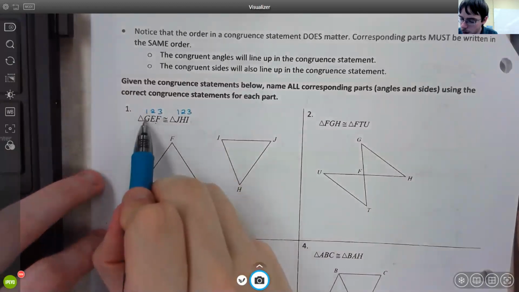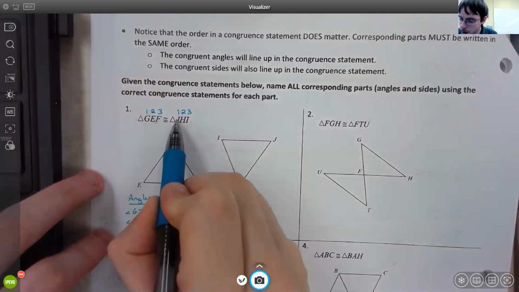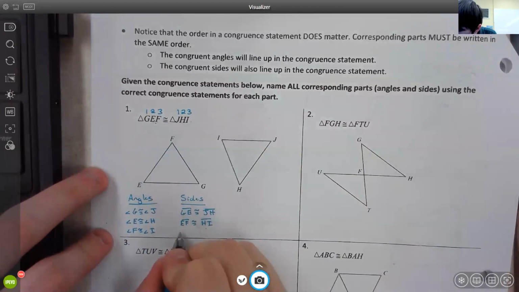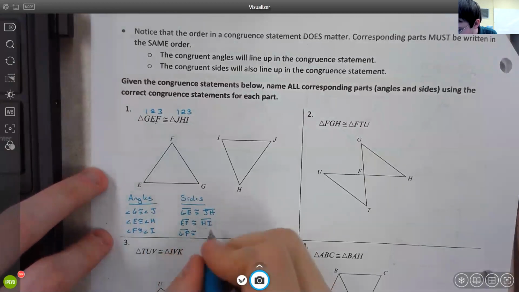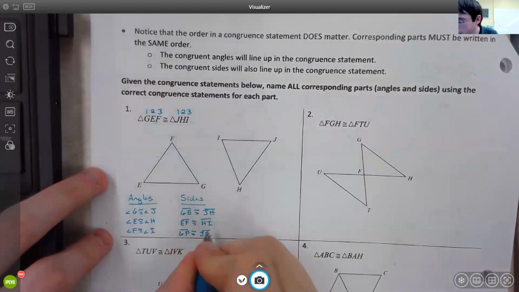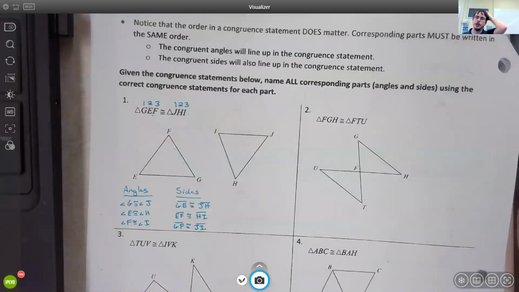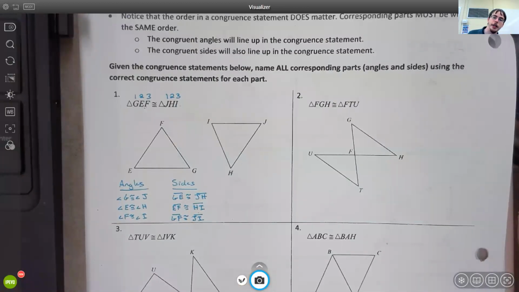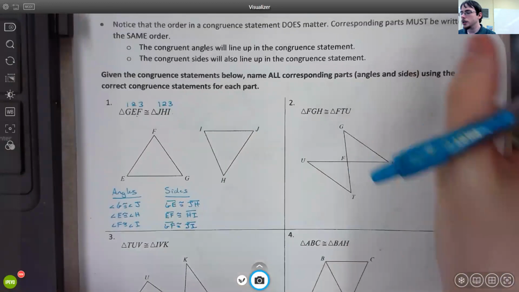And then finally 1 and 3 is GF and 1 and 3 is JI. So we have GF is congruent to JI. And you don't need to fill out the diagram. The diagram is just there to help you visualize it if need be. All right, let's look at number 2.